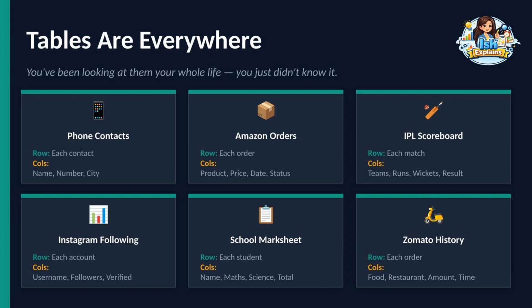And here's the fun part. Tables are everywhere. You have been looking at them your whole life and didn't even realize it. The most famous example is the IPL scoreboard table. Each match is one row, and teams, runs, wickets are stored in the columns. Another neighbor's field is your school mark sheet. Each subject is one row, with marks and grades. So once you start seeing tables, you will see them everywhere. That is the data mindset.